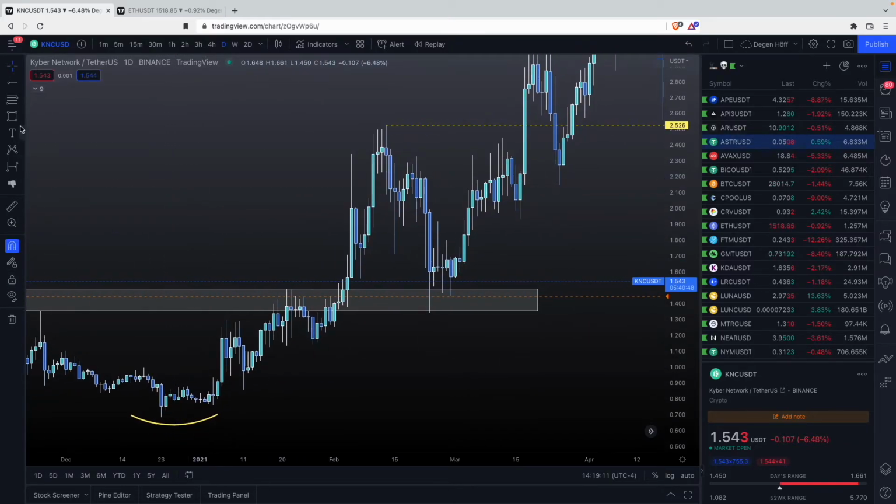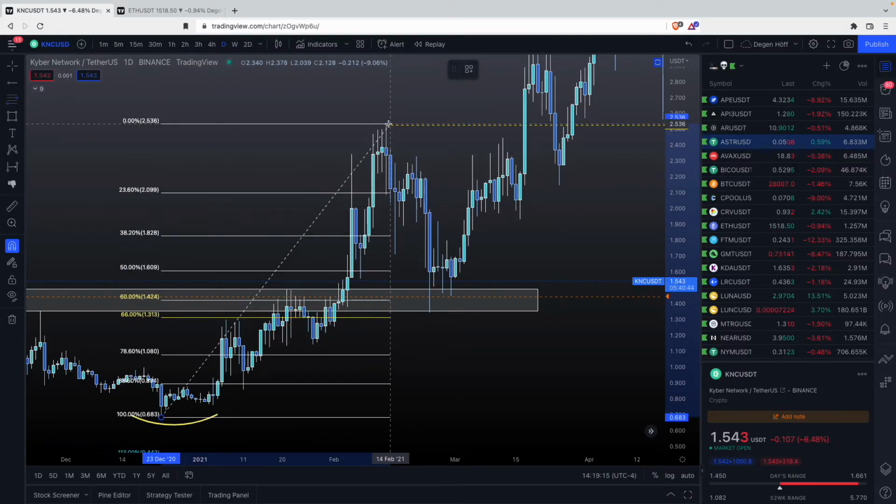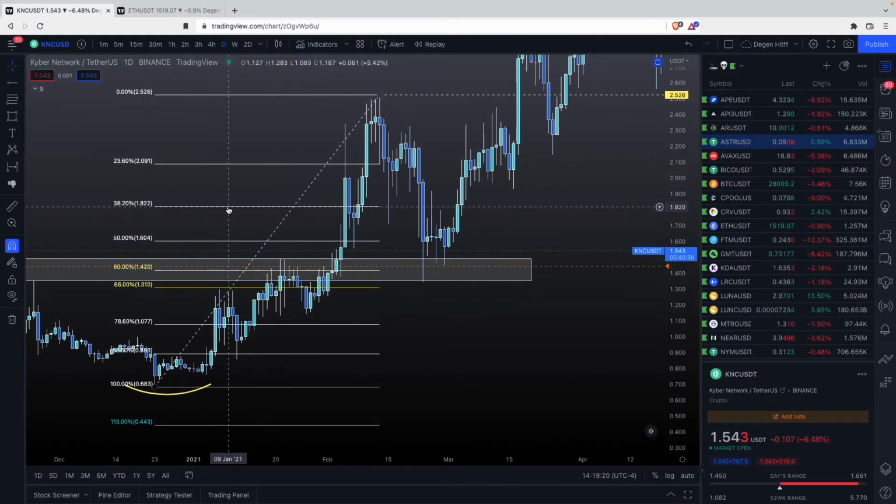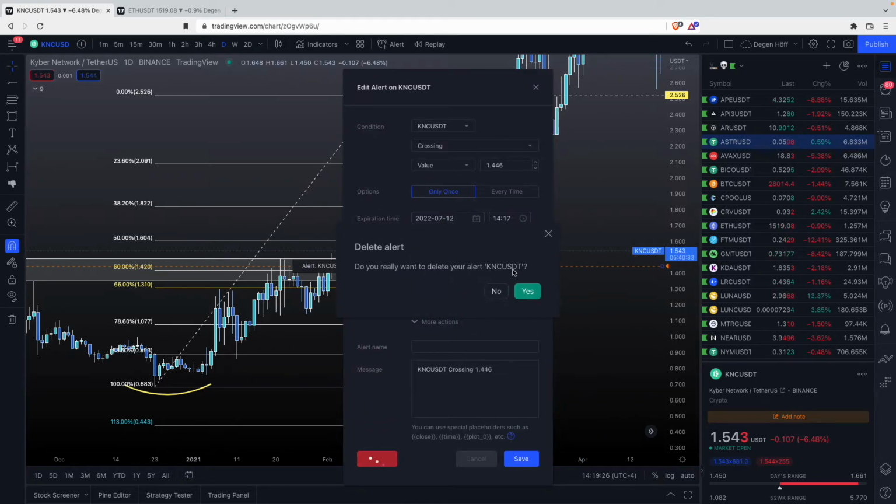I'll just anchor at the bottom point, and then I'll anchor the range high or the top, and then I'll set alerts at all the key levels. That way I'm aware when they're triggered. And this would have been the last one triggered at the 618.